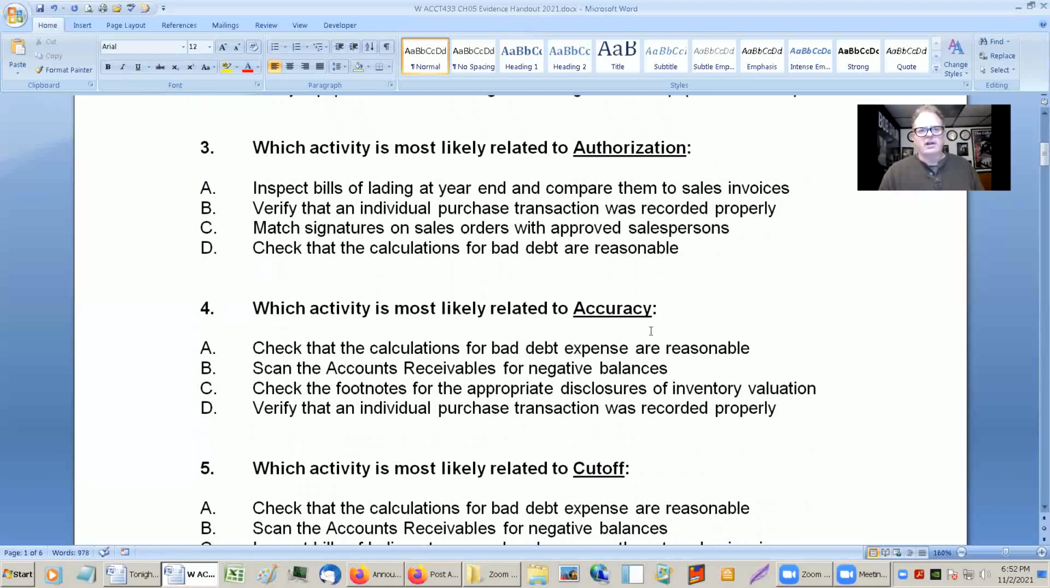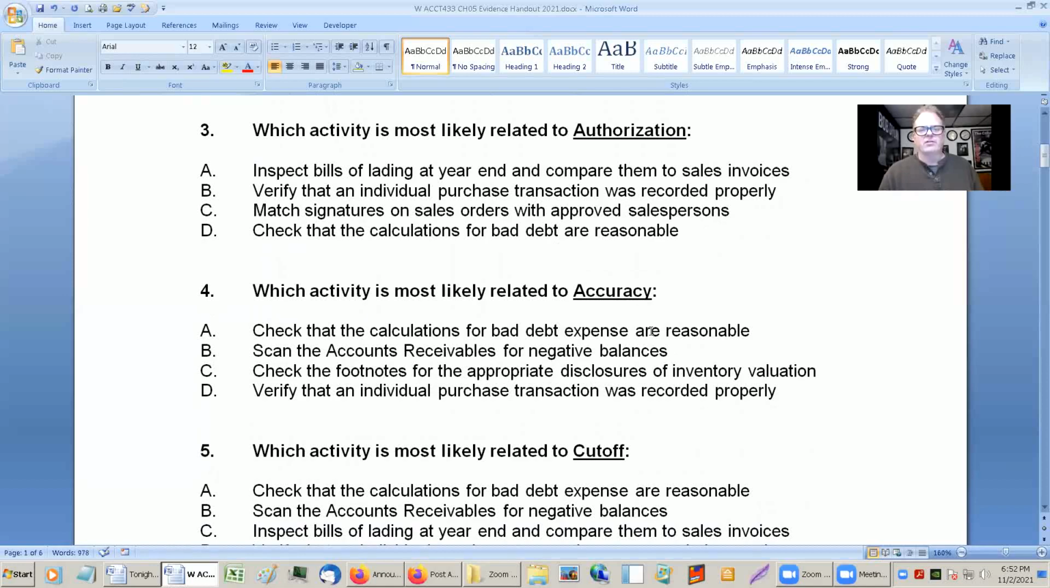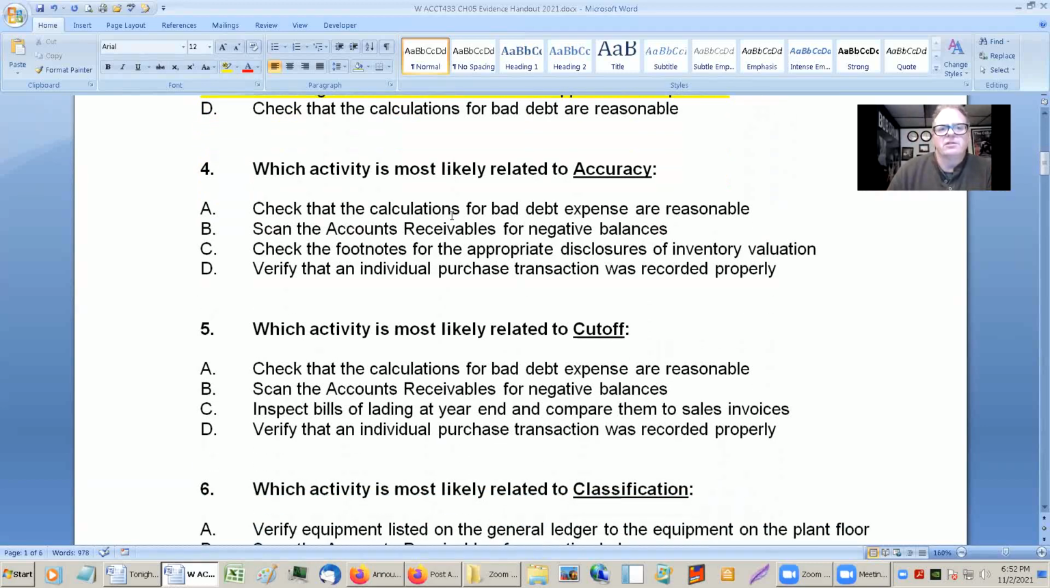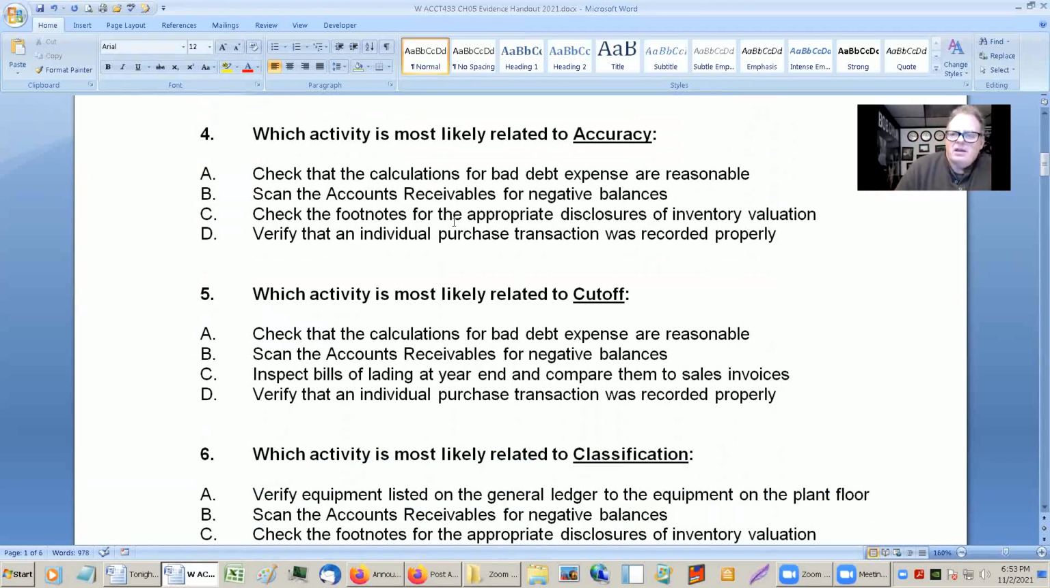Which activity will most likely be related to authorizations? It's C. Yep. And again, this is intrinsic, you think that any sales and all that would be authorized or whatever. Number 4 is a fairly new assertion.